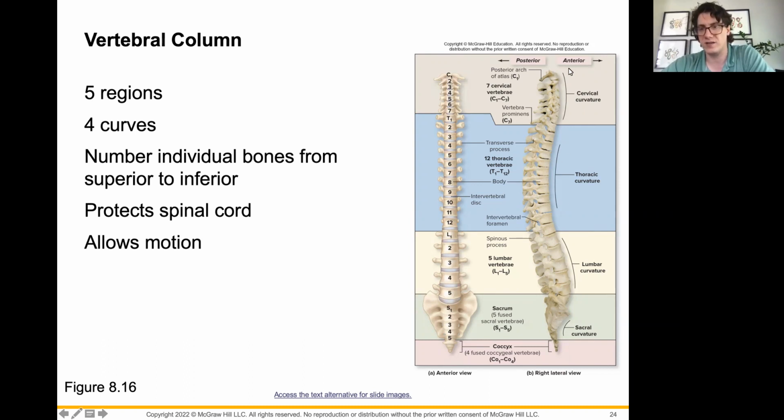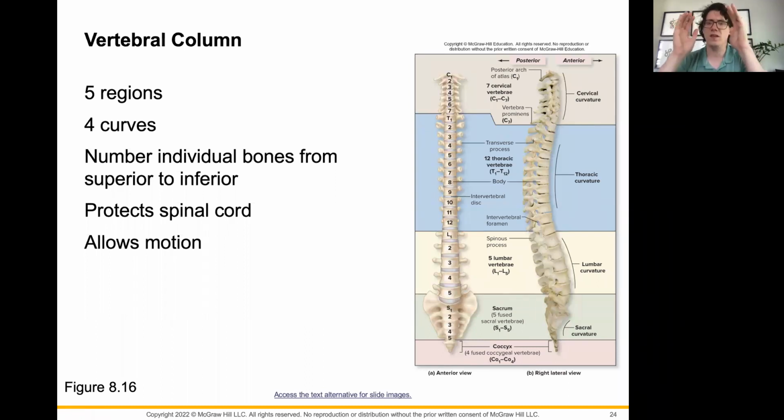So we see the cervical curvature, so a curvature in the cervical region. We have the thoracic curvature, which is an anterior curve. In the thoracic region, we see a posterior curve. In the lumbar region, and then finally, we see another anterior curve in the sacral region.